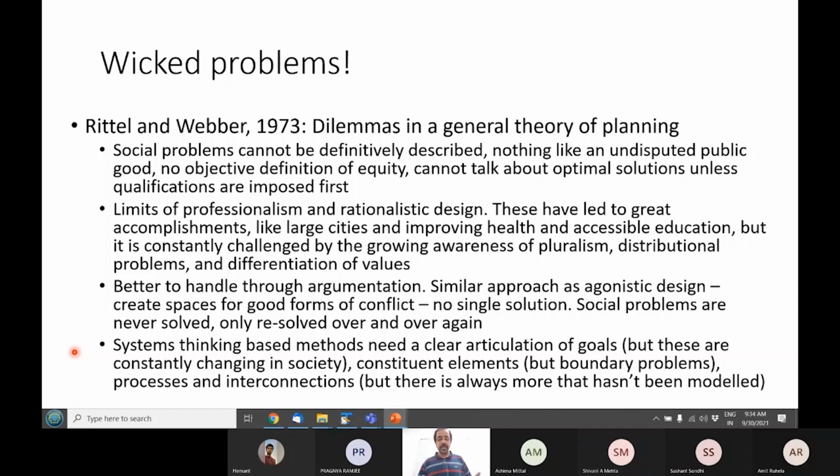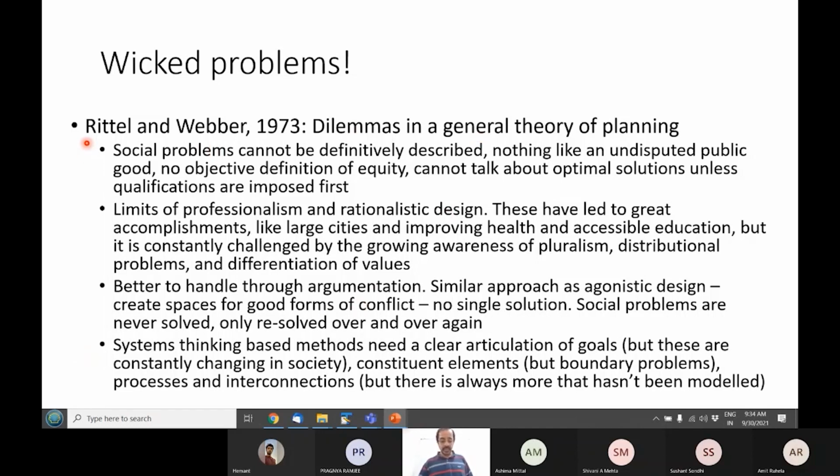Which is also a part of design. That instead of just looking at the technology design, we will also look at the system design. We'll be able to solve the problem. Yeah. So what Rittel and Weber, right? They have a very famous paper, and in which they introduce this term called wicked problems, right? Dilemmas in a general theory of planning, right?